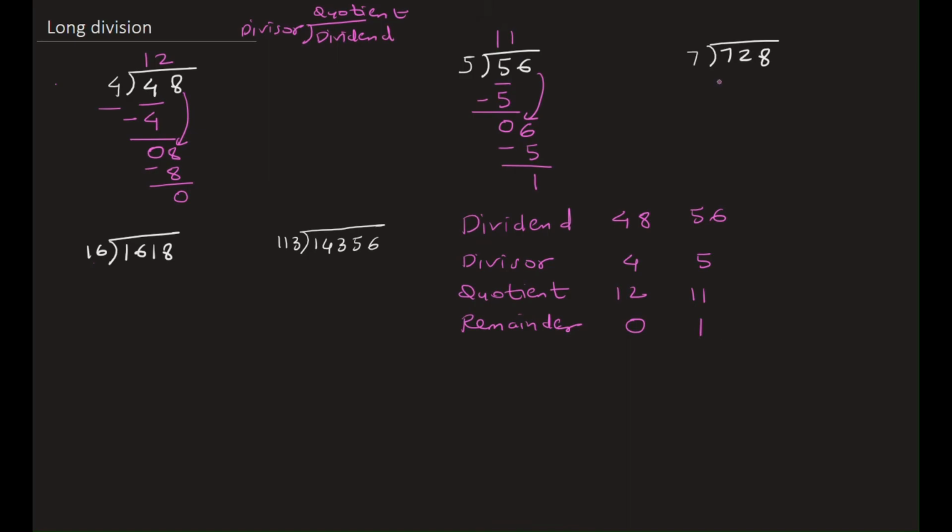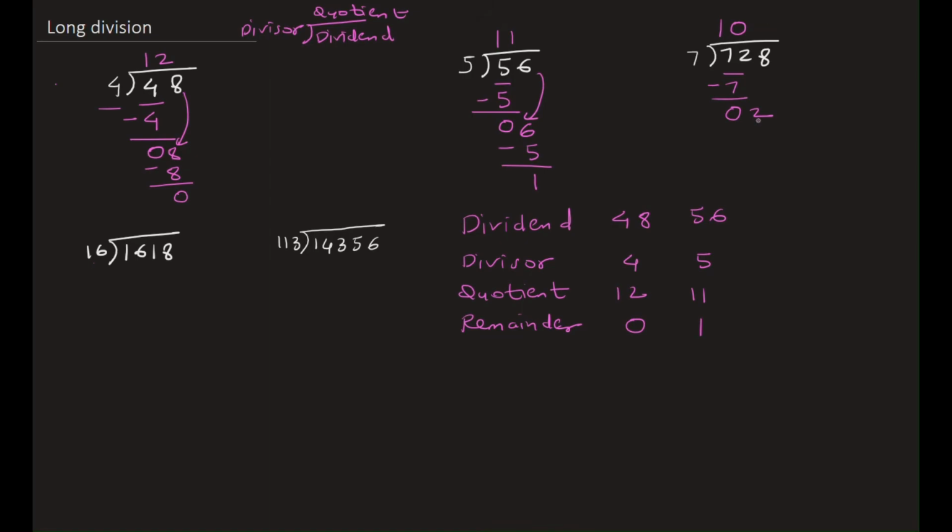The next sum is 728 divided by 7. Again consider the first digit of 728, which is 7. 7 goes exactly once, so I write 1 in the quotient space, multiply that 1 with 7, subtract it from 7 and get 0. Bring the next digit down, which is 2. Now 2 is less than 7. 7 doesn't go even once in 2, so it's not enough. So I write 0 in the quotient space.